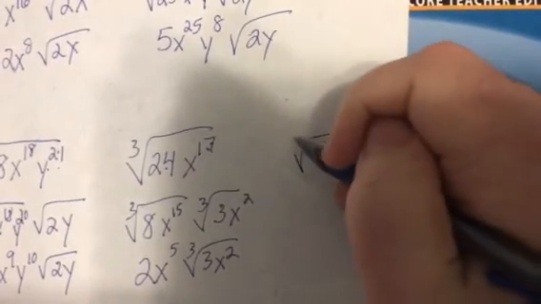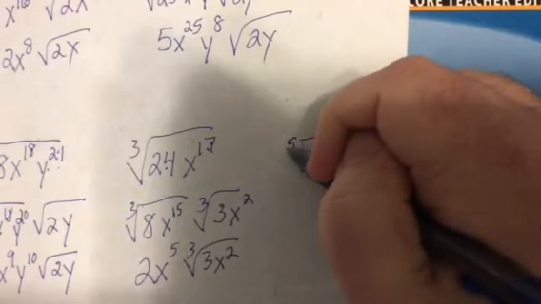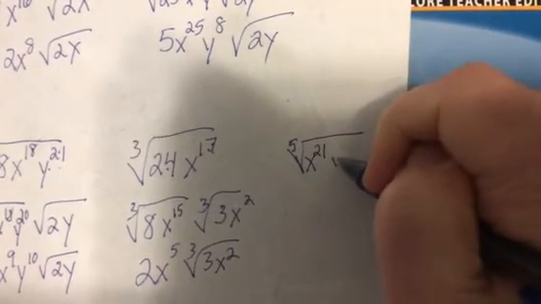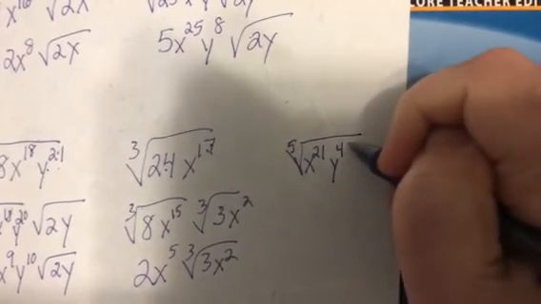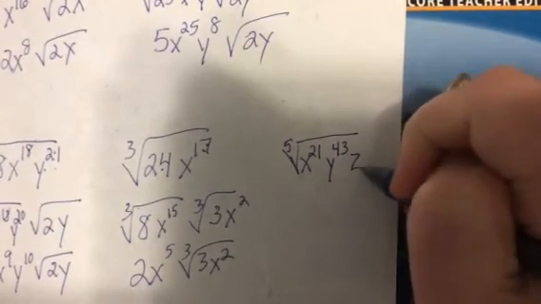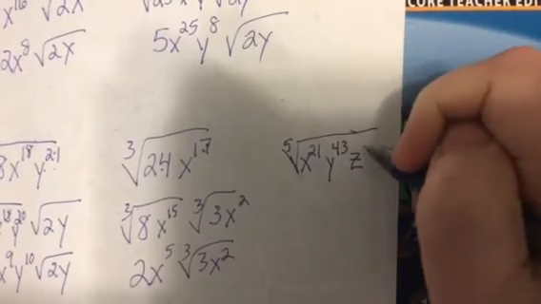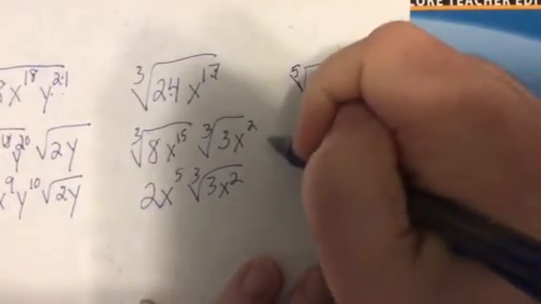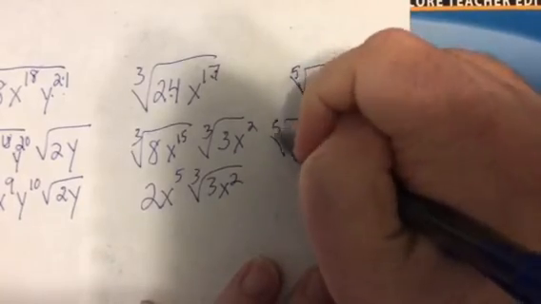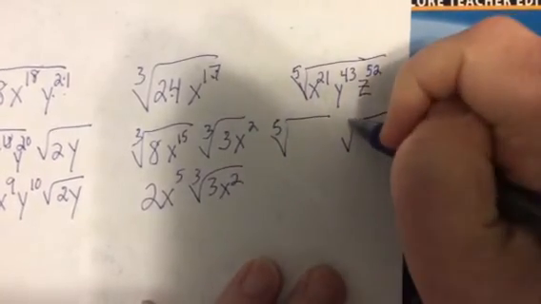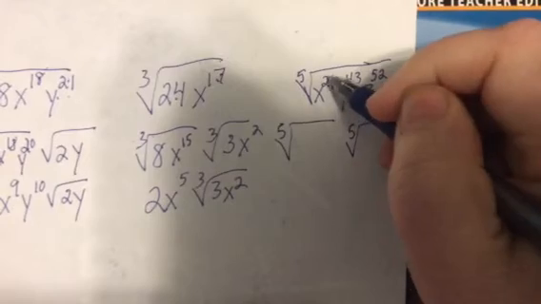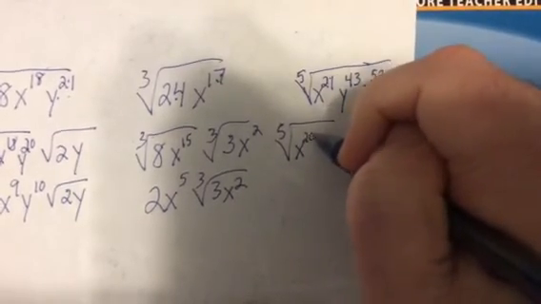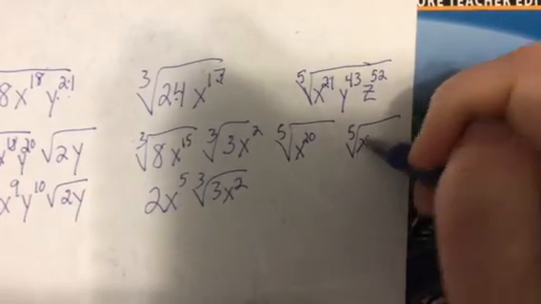Do the fifth root of x to the 21, y to the 43, z to the 52. Well, you need to break it up. Perfect fifth power, not perfect fifth. So I need something divisible by 5. So this would be x to the 20. Got that 1 x left over.